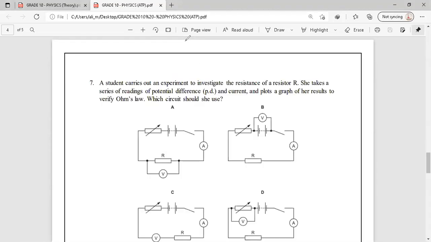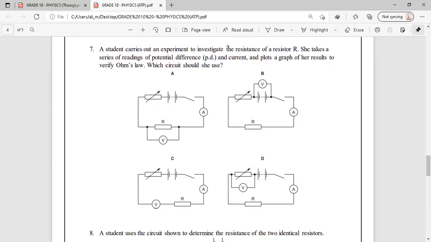Let's move to our question number 7. A student carries out an experiment to investigate the resistance R. She takes a series of readings of potential difference and current and plots a graph of her results to verify Ohm's law. So, which circuit should be used? So, she uses voltmeter and ammeter with a resistor. So we know that voltmeter will be connected in parallel to that resistor, and ammeter will be connected in series. So the correct answer is option A, in which voltmeter is connected in parallel with that resistor and ammeter is connected in series combination.